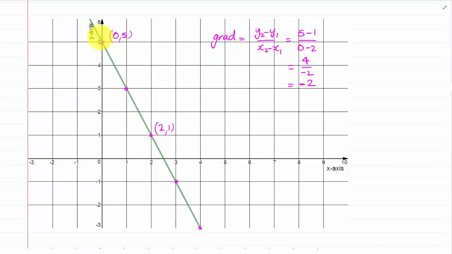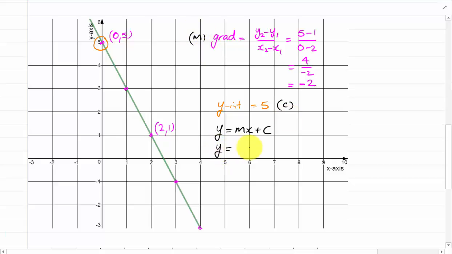Now notice here as well that this point is the y-intercept, because it's where it passes through the y-axis. So the y-intercept of this function is equal to 5. And based on our standard form, y equals mx plus c, we know our c value is the y-intercept, and we know our gradient value is the m value. So therefore y equals negative 2x plus 5 is our function. This is the function version of that graph.